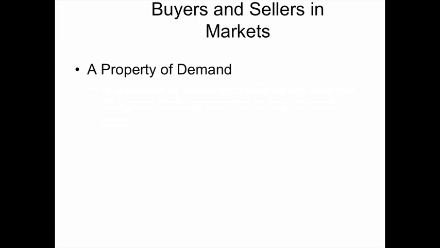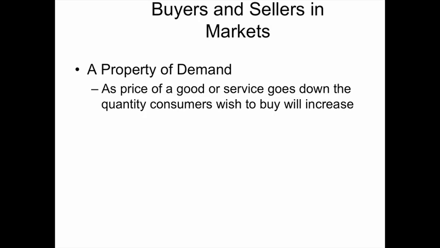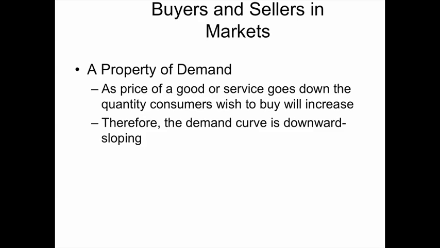An important property of the demand curve is that it is what we call downward sloping. Let me translate that. As the price of a good or service goes down, the quantity that consumers are willing to buy will actually increase. This allows us to conclude that the demand curve is downward sloping. Consumers are most of the time willing to buy more at a lower price, and willing to buy less at a higher price.